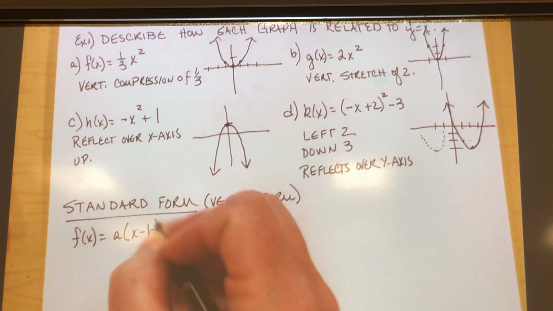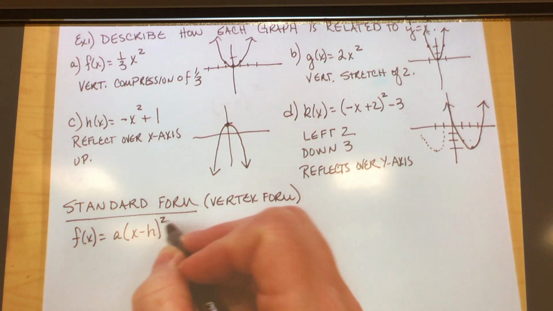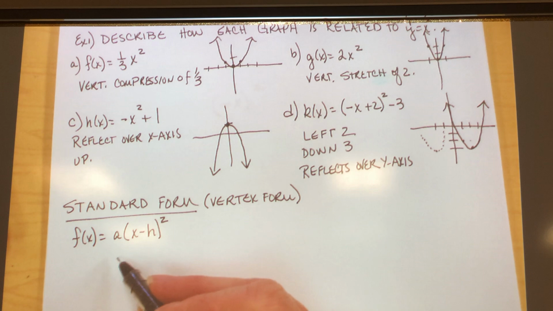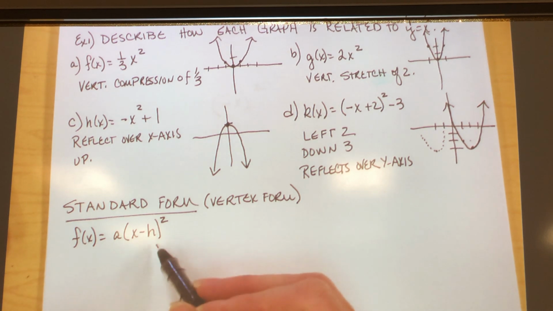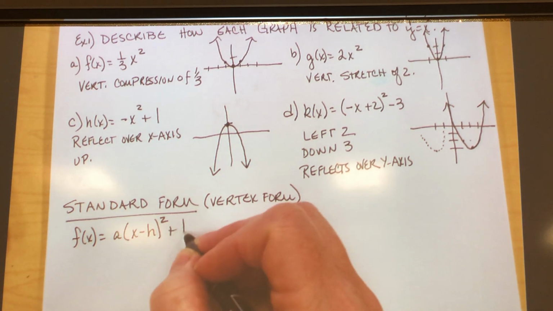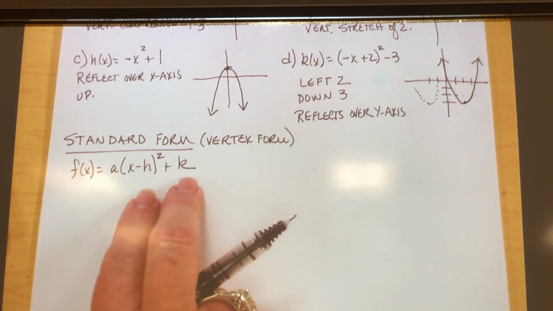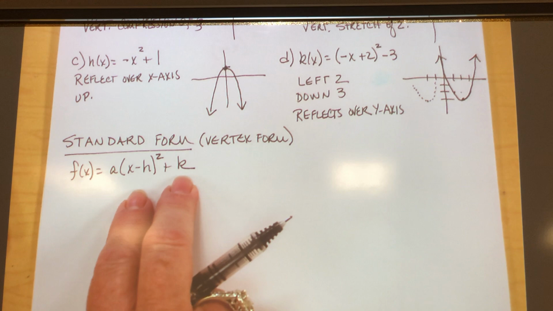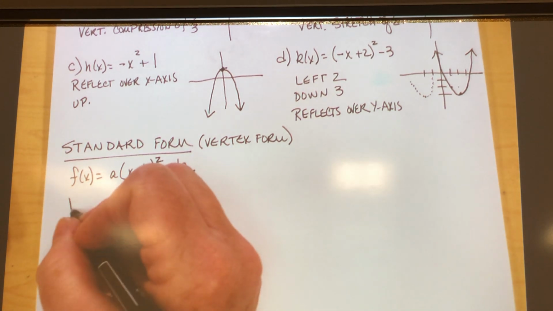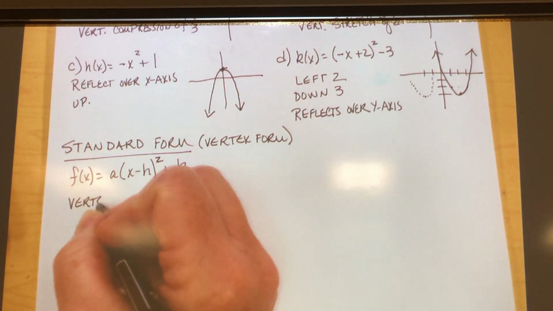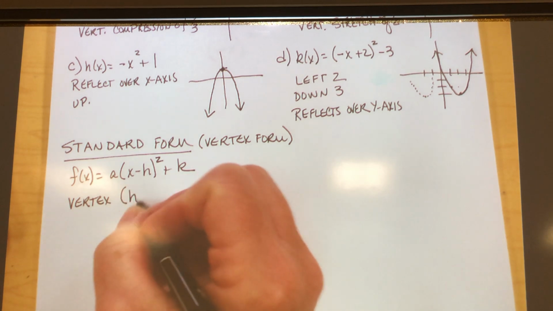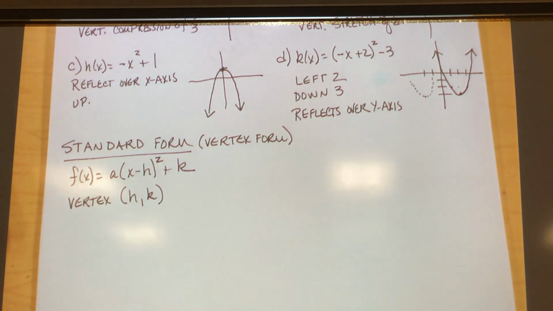A times x minus h, quantity squared, plus k. Why do we call it vertex form? People, you can look at it and scream out the vertex, okay? So what is the vertex? H, K. I don't have to find it or anything. It's standing there looking at me.